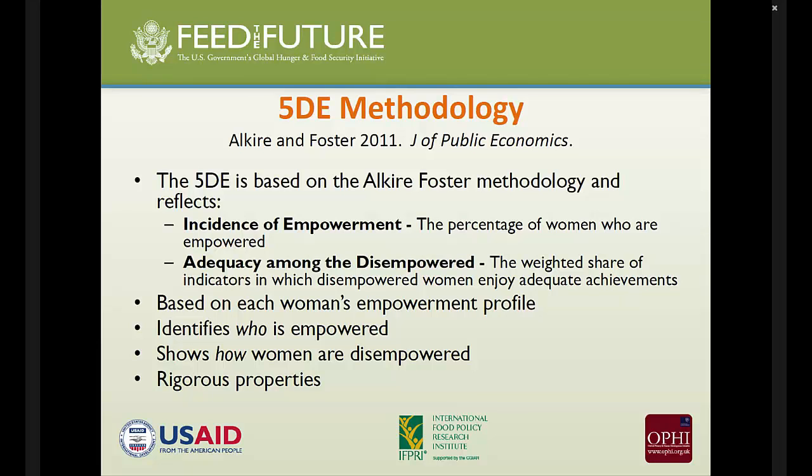It tells us how women are disempowered. And what that means is that we know which dimensions or which indicators they do not have adequate achievement in, right? It has rigorous properties, and we talked about one, which is dimensional monotonicity, but there are many other desirable properties of poverty indices that it does satisfy. All the proofs are in the journal articles. I won't go into them here.